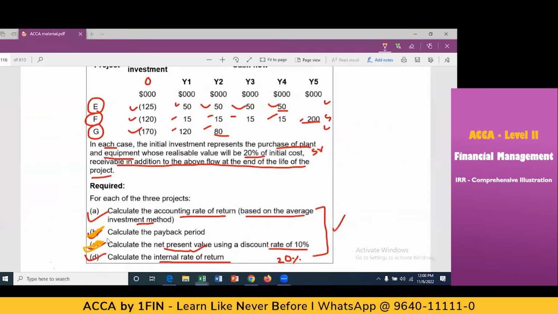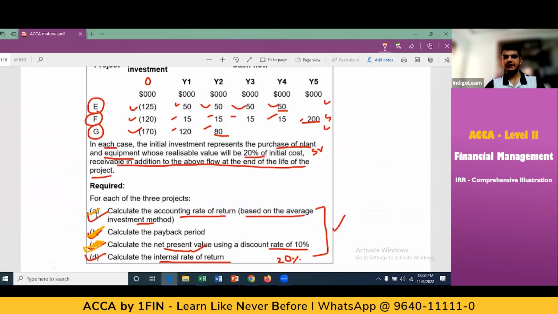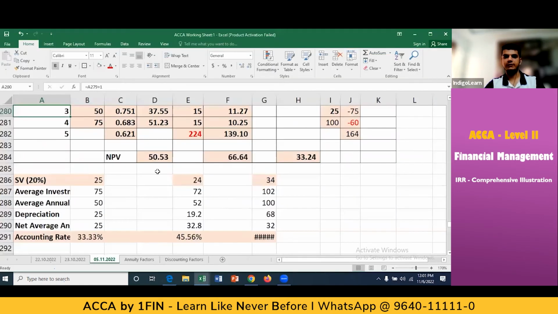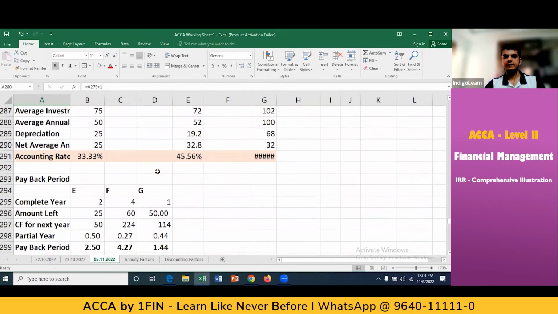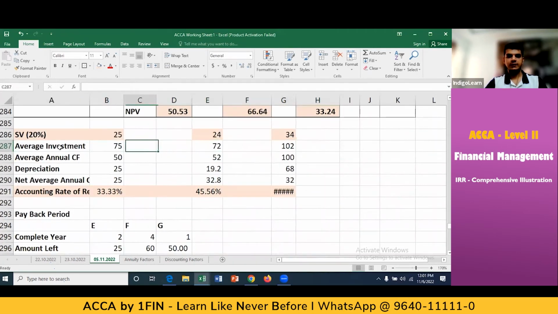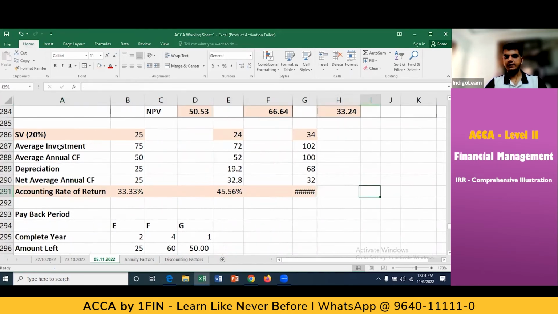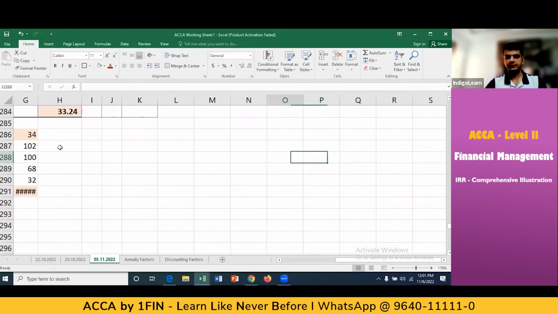Okay. Now we have calculated this. Next is the accounting rate of return. We know the formula of accounting rate of return. So accounting rate of return is equal to average annual cash flow. I'll just show you the formula, then we'll go into depth.